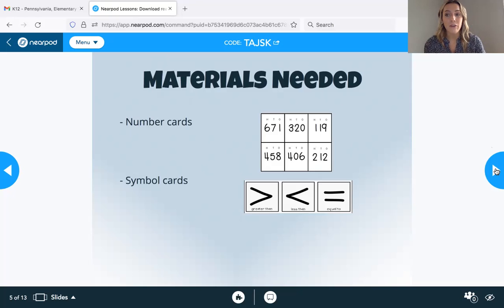Awesome. It looks like everyone has their materials. Thank you. Give yourself a pat on the back, a kiss on your brain. Awesome.